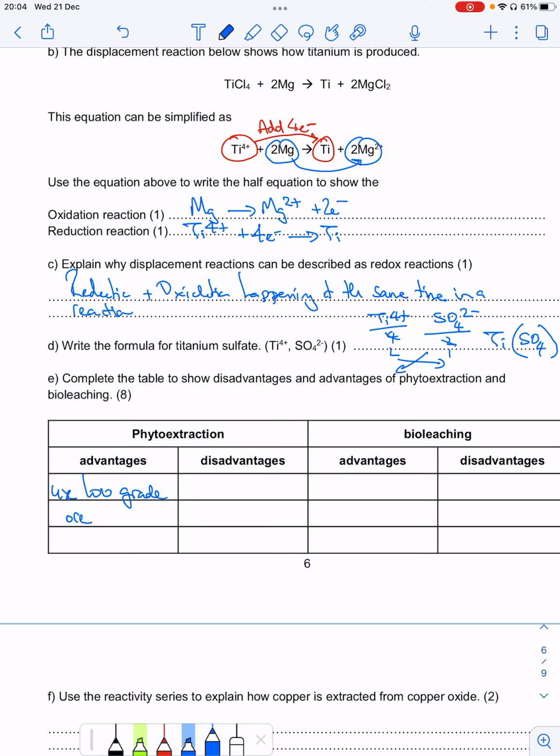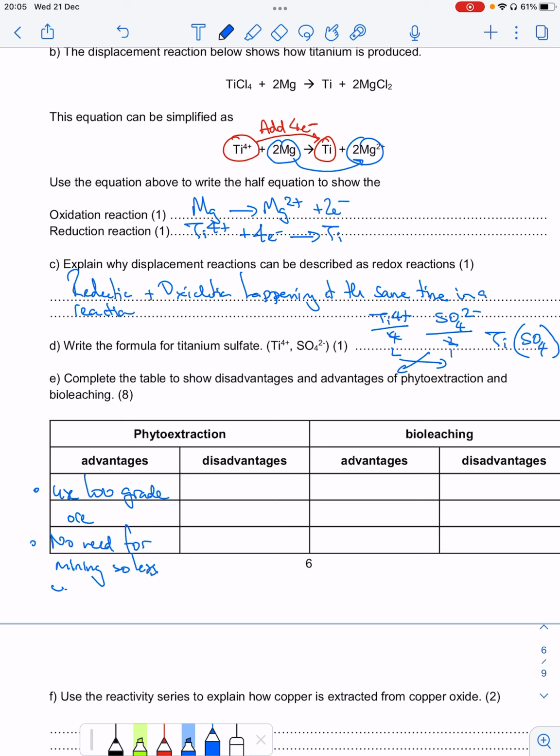We don't have to dig great big holes, and that means we get less visual pollution, or you could say less sound pollution or less carbon dioxide because we're not digging stuff up out of the ground.